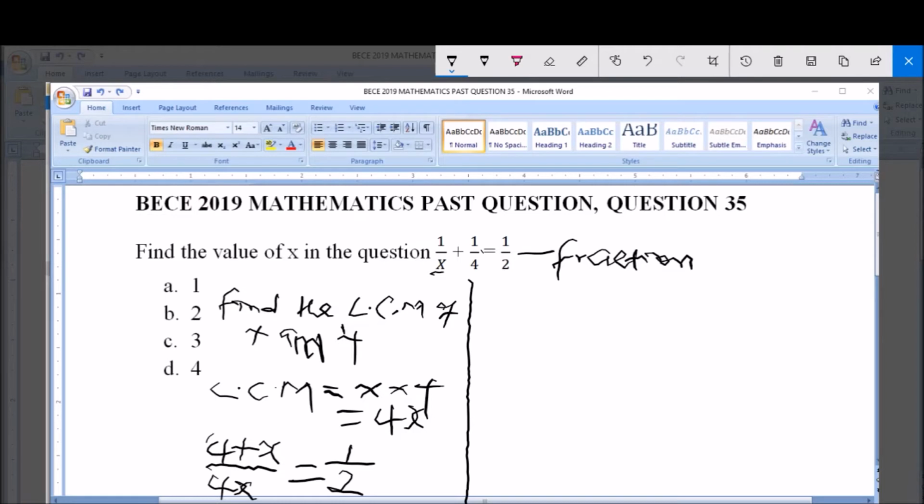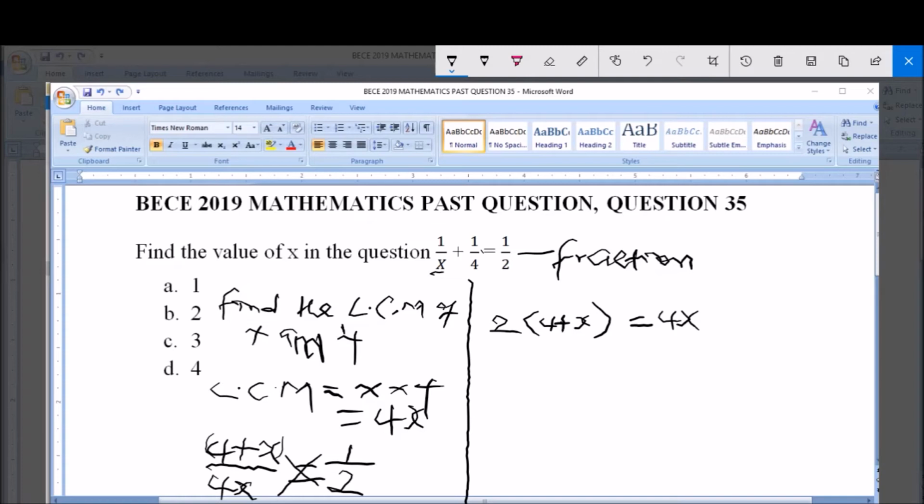Now we've gotten one fraction on the left hand side and another fraction on the right hand side. For us to continue, we cross multiply. When you cross multiply, the denominator 4x will multiply the numerator 1, and the numerator 4 plus x will multiply the denominator 2. So we have 2 multiplied by the numerator 4 plus x, close bracket, and the denominator 4x multiplied by 1 will give us 4x. Now let's open this bracket.